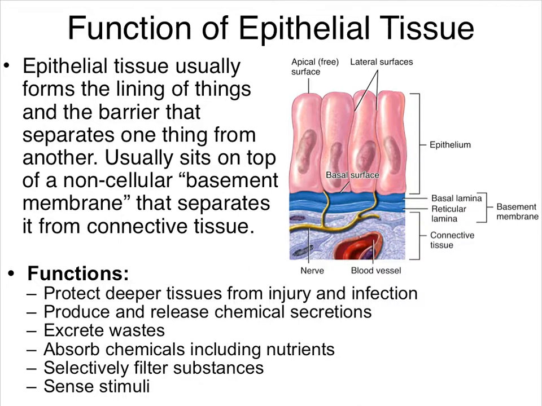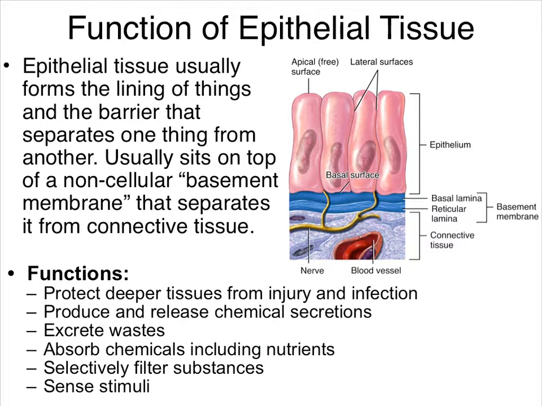So they produce and release chemical secretions: sweat, mucus, stomach acid in your stomach, things like that. Also hormones. They can excrete wastes. The lining of the tubes in your kidney called nephrons, which are exchange surfaces where waste products are expelled, is made of epithelial cells. They absorb chemicals, including nutrients and vitamins and other things like that, as well as oxygen in your lungs.